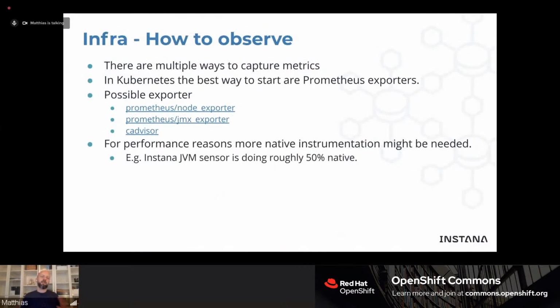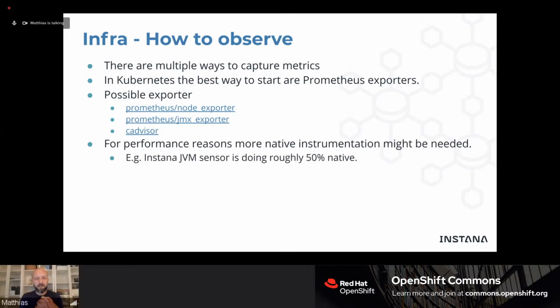So again, we've got the infrastructure metrics. How would I get there? In Kubernetes, the best way is actually to work with some exporters. So there's the node exporter and the JMX exporter. Also, cAdvisor is exposing a couple of good metrics on the infrastructure side of things.